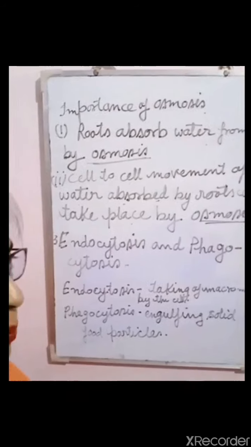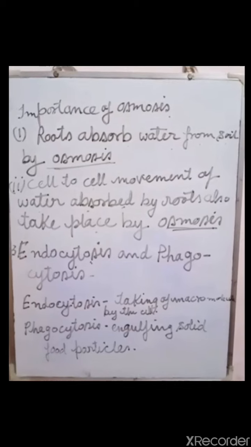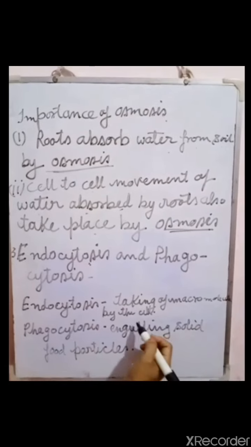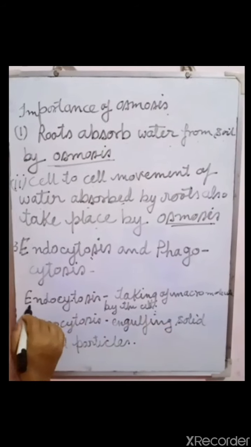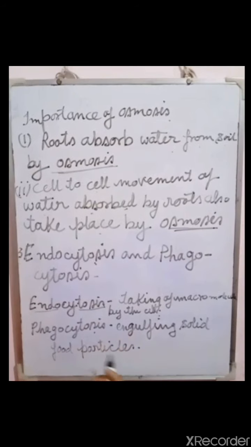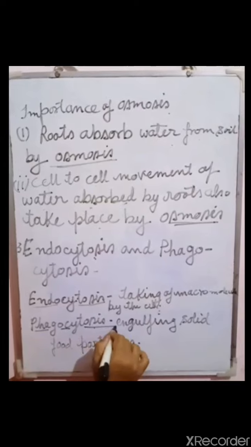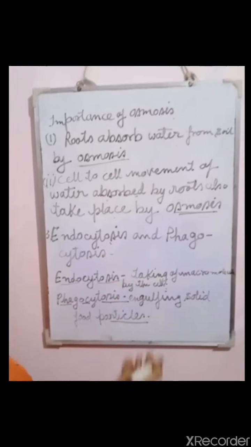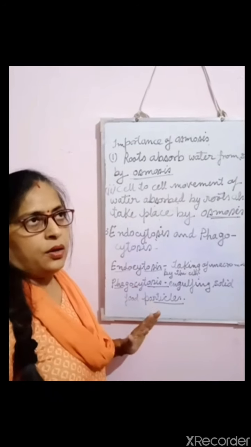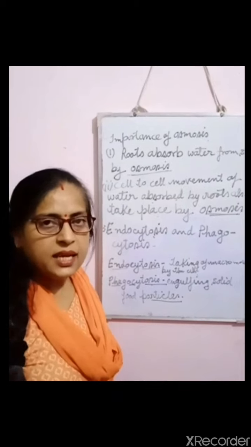Now come to the next topic, endocytosis and phagocytosis. Endocytosis is the taking in of macromolecules by the cell. This is called endocytosis. Phagocytosis, the engulfing of solid food particles, is called phagocytosis. So this is about the plasma membrane and its functions. Now I will cover the nucleus in the next lecture.